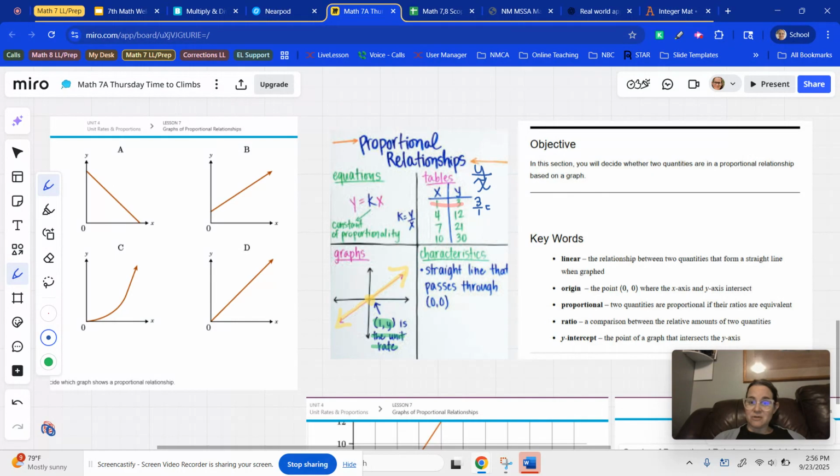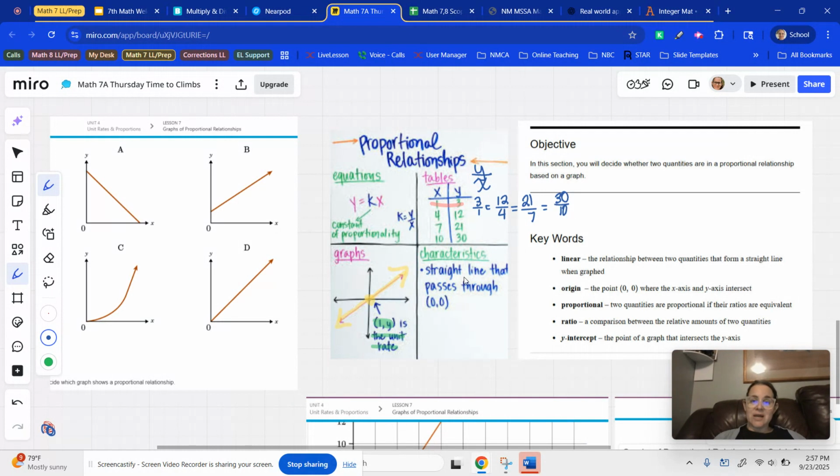Okay, so 3 over 1 equals 12 over 4. If you simplify 12 over 4, you get 3 over 1. That equals 21 over 7. Right, divide those both by 7, you get 3 over 1. And that equals 30 over 10.